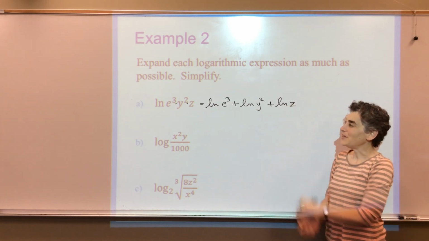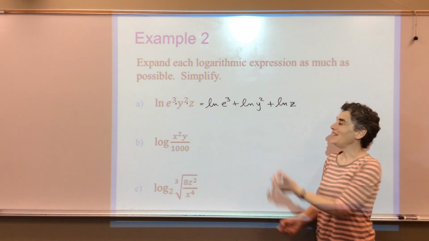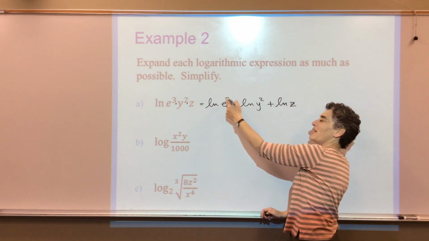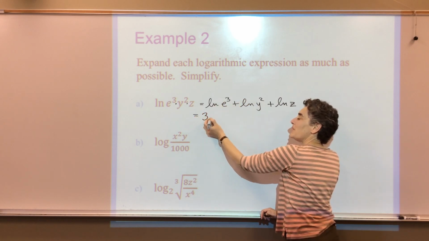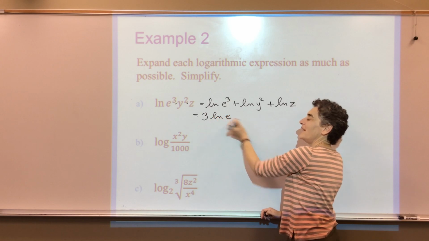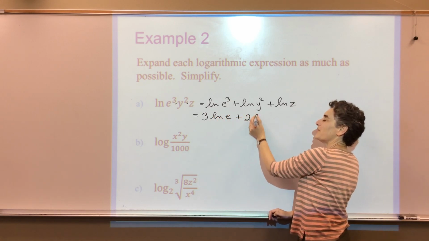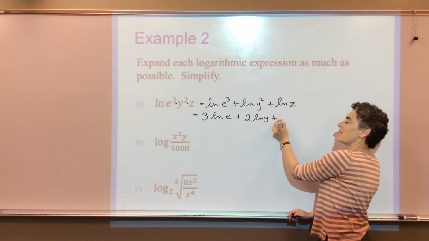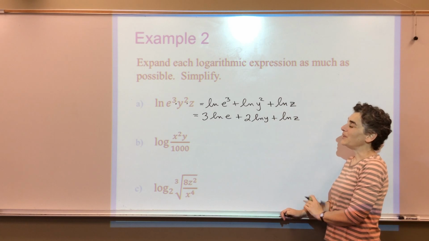So it's been expanded for sure. It's wider than it was before. And then each, like we said, of the first two has an exponent or a power. So the power rule says to bring the power in front of the logarithm, leaving us with 3 natural log of e plus 2 natural log of y plus natural log of z. And then we just want to see if we can simplify.